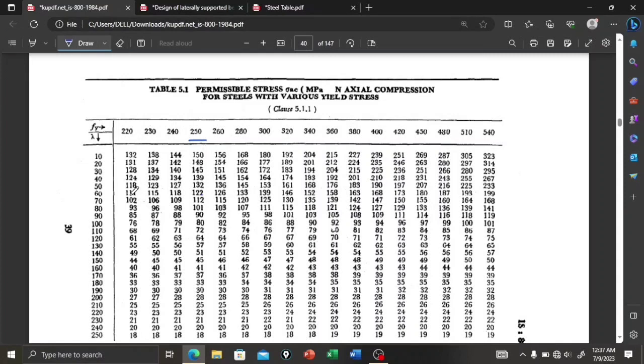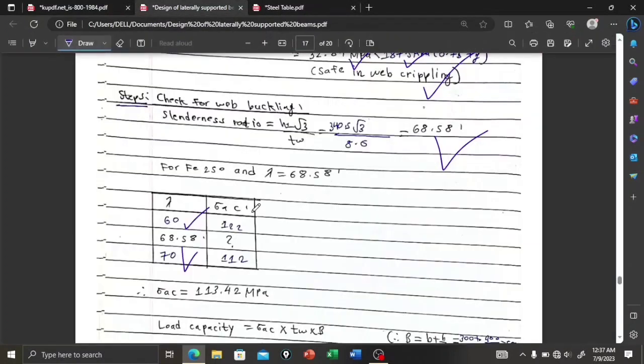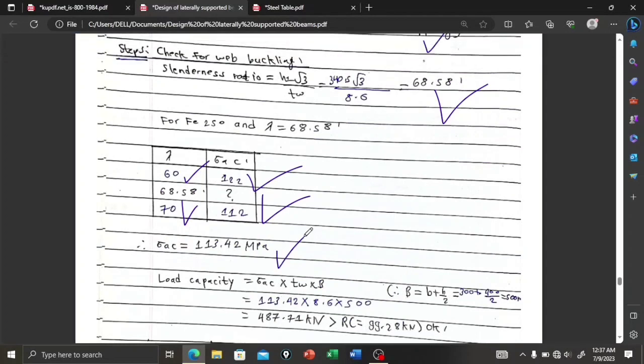For 250, for 60 it is 122 and for 70 it is 112. So by interpolation, sigma AC is 113.42 megapascal. Load carrying capacity is this multiplied by TW into B.